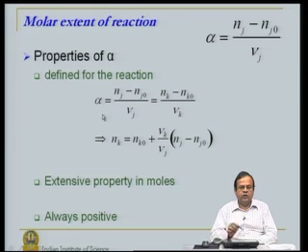You can argue the same thing if J is a product: numerator will be positive, denominator will be positive, or in other words, alpha is always positive. It is 0 in the beginning, and it is positive for the rest of the time that the reaction is taking place.